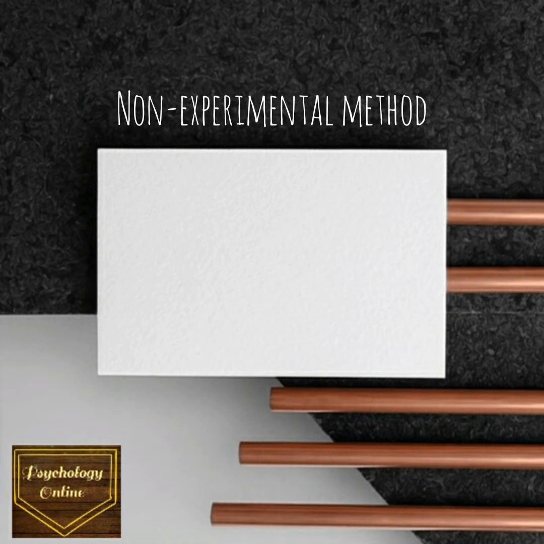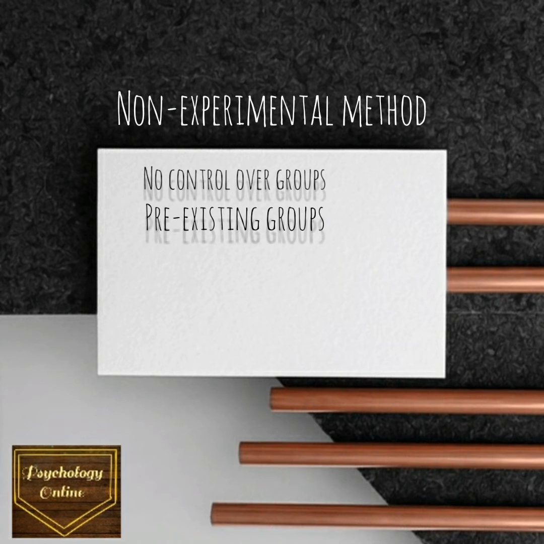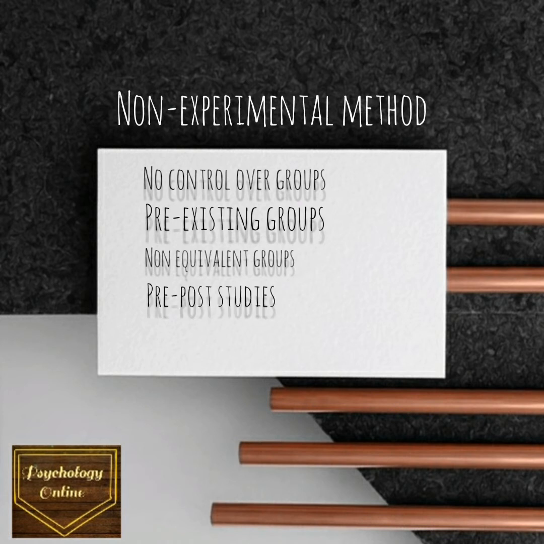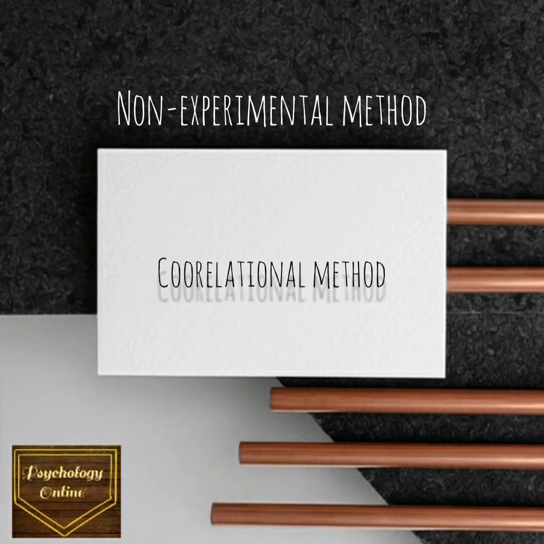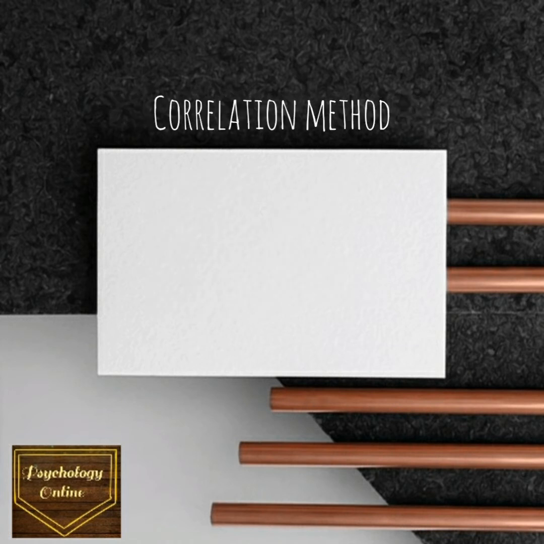In this method, researchers have no control over groups. Groups are pre-existing basically. We have non-equivalent groups and random participants in both groups. Pre-post studies are performed once before treatment and once after the treatment. If the changes are observed in pre-post studies, it means that treatment we have provided has shown its effects. Now let's understand one of non-experimental method, that is correlational method. One limitation of non-experimental method is that it does not give us cause and effect relationship.